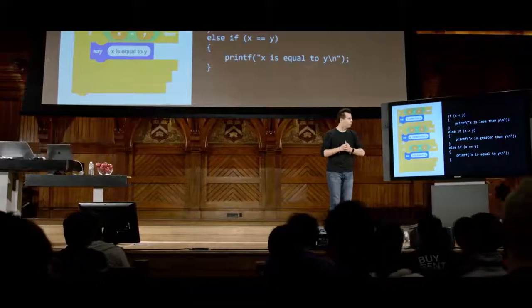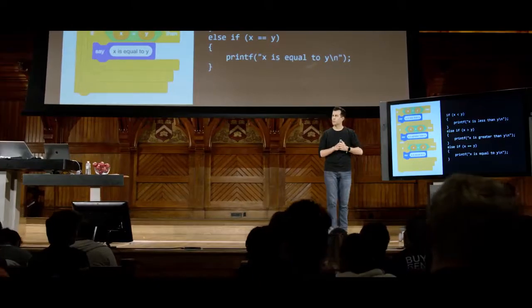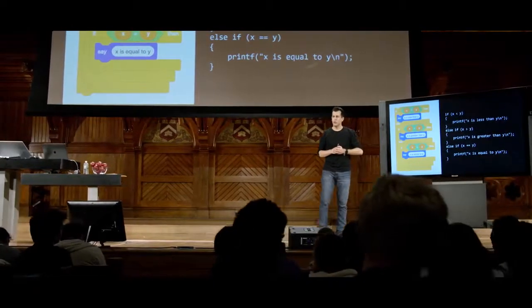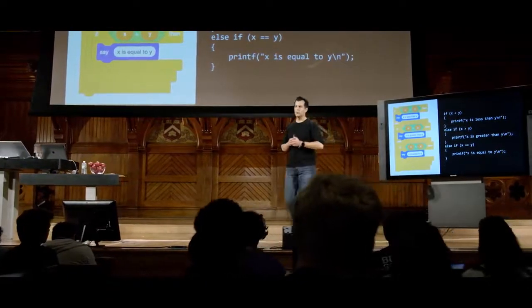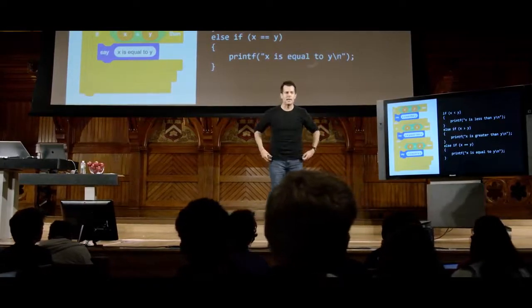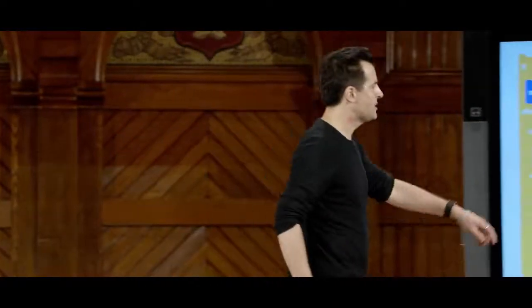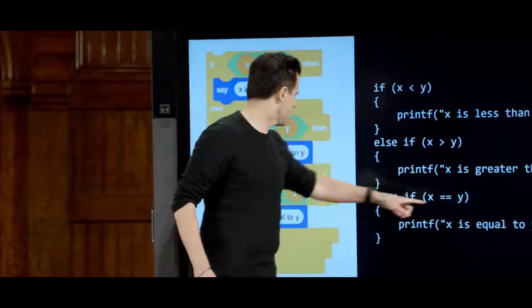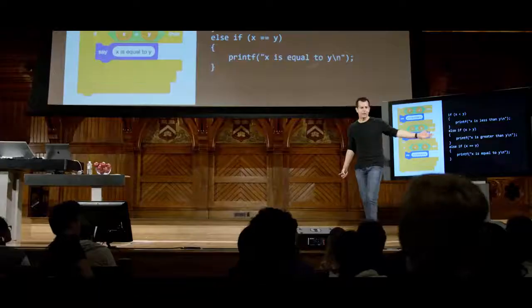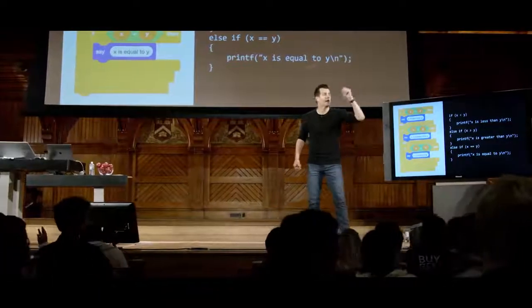But there's one curiosity here. Almost looks like a typo. Yeah, the double equal sign. But it's not a bug. It's not a mistake. Why am I perhaps using double equals here instead of a single equal sign like in Scratch? Let me go over here.